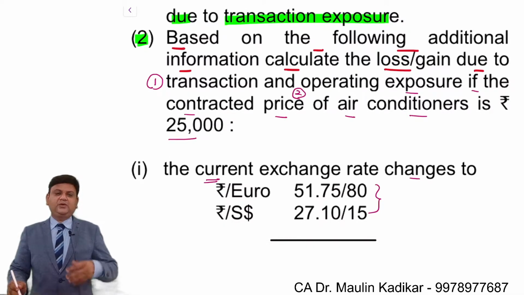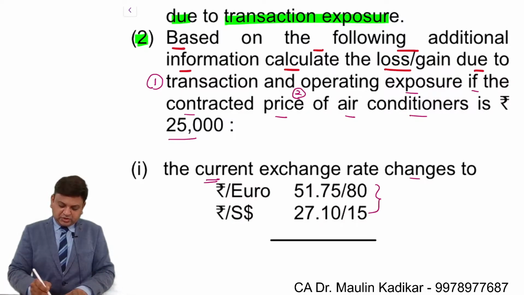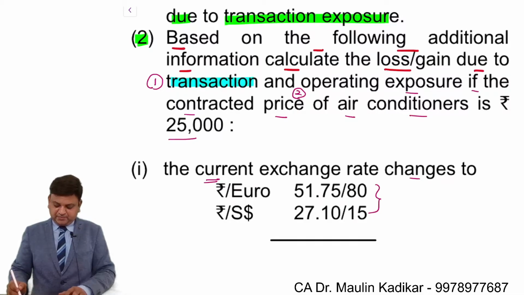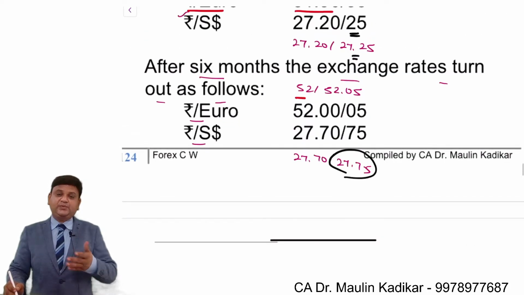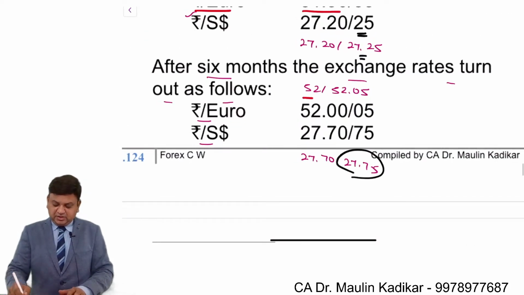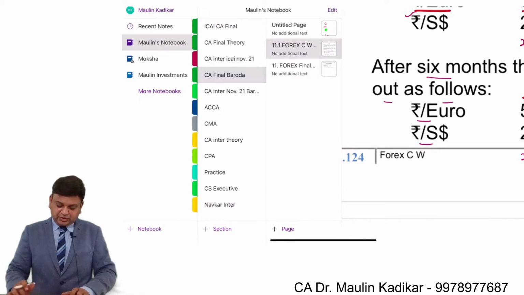So first of all, we are required to make the computation of the profit or loss due to transaction exposure. The spot exchange rate changes to this. However, the exchange rate after 6 months has not been provided or revised. So we have to take the exchange rate after the 6 months, this only. With that, we are required to make the computation of the answer.